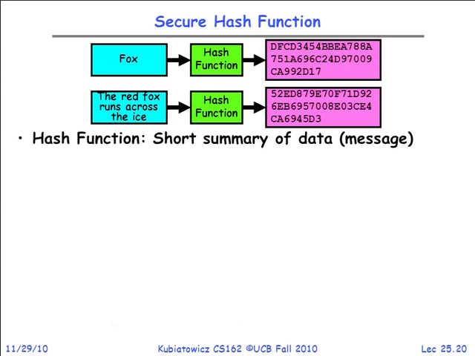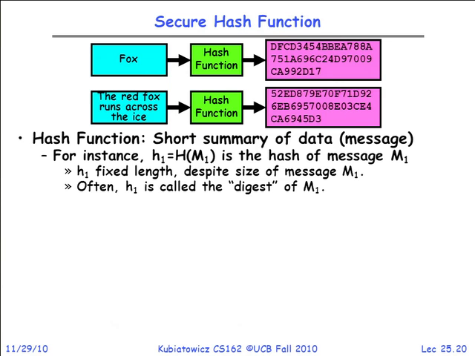The idea here is we have our input message, like "the red fox runs across the ice," whatever. When it goes through the hash function, we end up with a fixed-length digest, which is a fixed number of bits that is the result of the hash function on the original data. And it doesn't matter how long the original data is. Typically, the hash output is the same length. Now, for instance, you might say that H1 is the hash of message 1. H1 is fixed length. Message 1 might vary. H1 is called the digest.